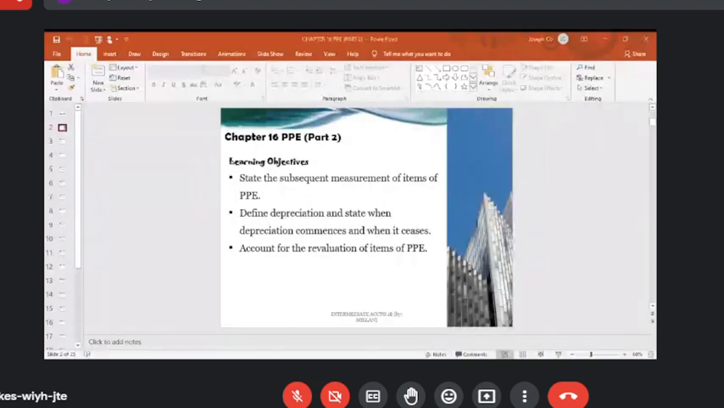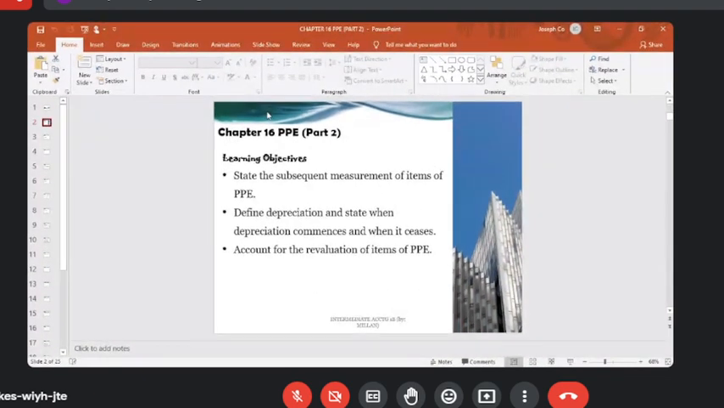Okay, game. Let us now discuss the subsequent measurement of PPE. Diba, for the initial measurement, it is at cost, no? The next question is, what is the subsequent measurement? Either cost model or the revaluation model, depending on company policy. And then we will discuss how to compute depreciation, when depreciation commences and when it ceases, and account for the revaluation of items of property, plant, and equipment.